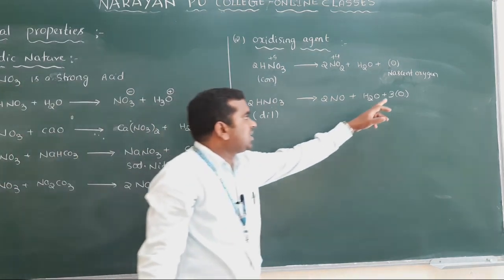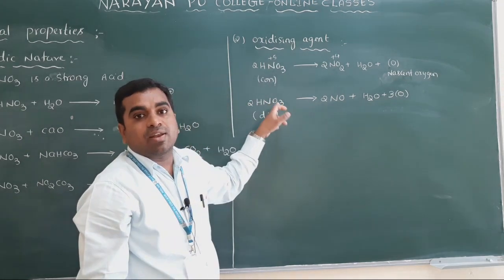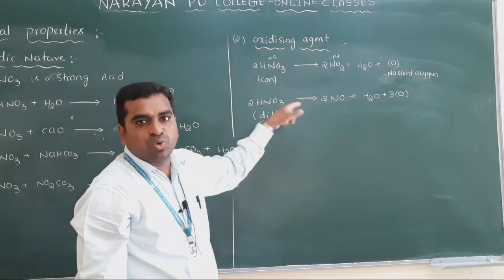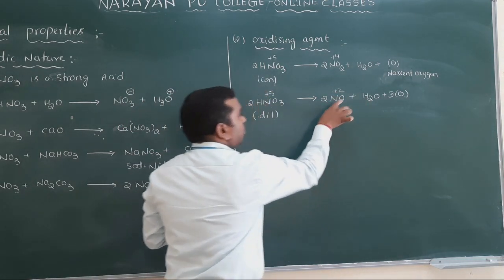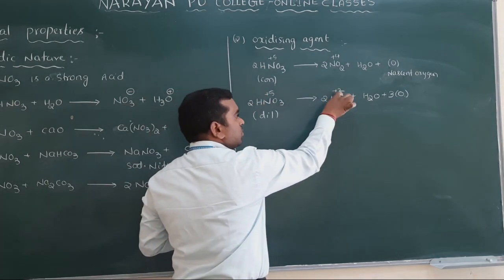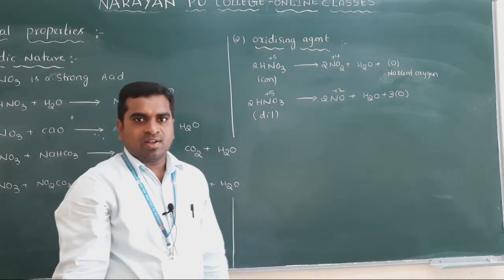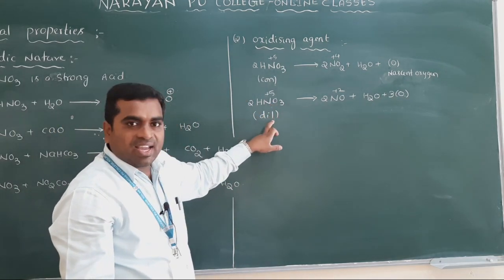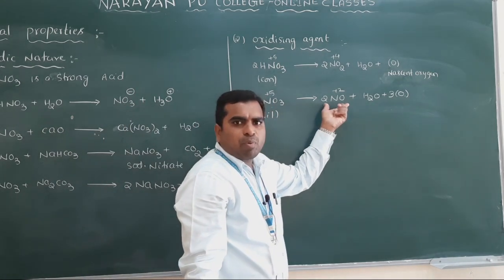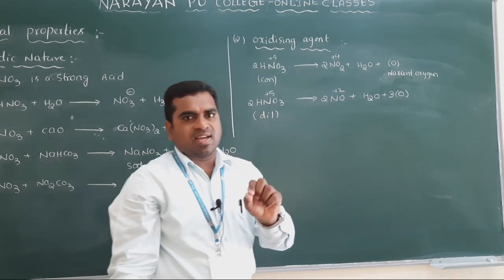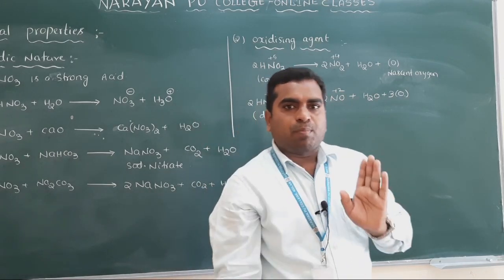And these 3 nascent oxygens are responsible for the oxidizing property of HNO3. When it acts as an oxidizing agent, it should undergo reduction. So how does it undergo reduction? It is +5 and it will be converted into NO. See, 5 to 2 means it is undergoing reduction. The oxidizing agent undergoes reduction. When dilute HNO3 acts as an oxidizing agent, one of the products should be NO. Some special cases are there, but in all remaining cases NO should be the product.